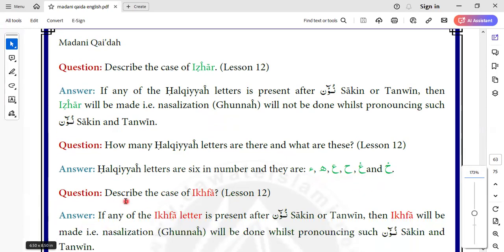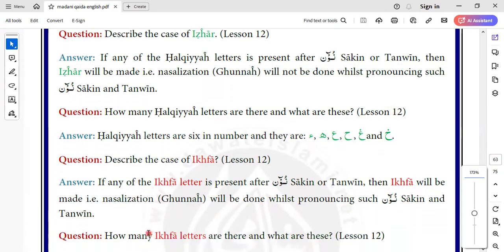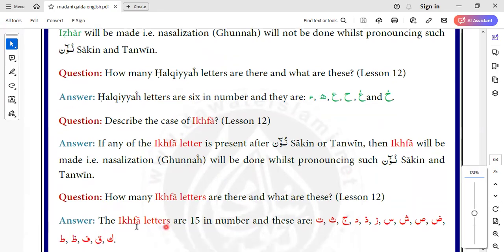Question: describe the case of ikhfa. Answer: if any of the ikhfa letters is present after noon sakin or tanween, then ikhfa will be made. That is, nasalization, ghunnah, will be done whilst pronouncing such noon sakin and tanween. Question: how many ikhfa letters are there and what are these? Answer: the ikhfa letters are 15 in number and these are ta, tha, jim, dal, dhal, za, sin, shin, sad, dad, ta, za, fa, qaf, kaf.